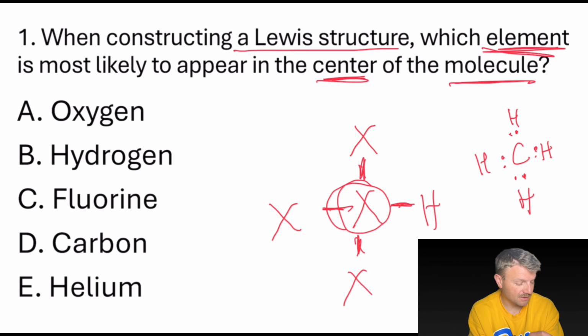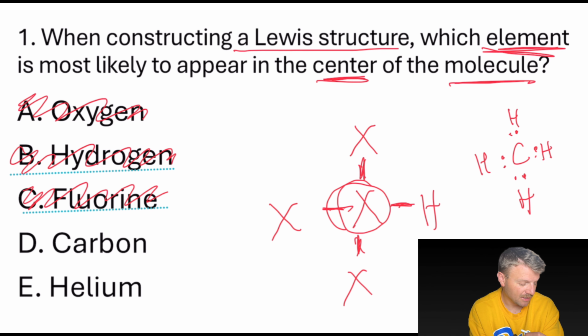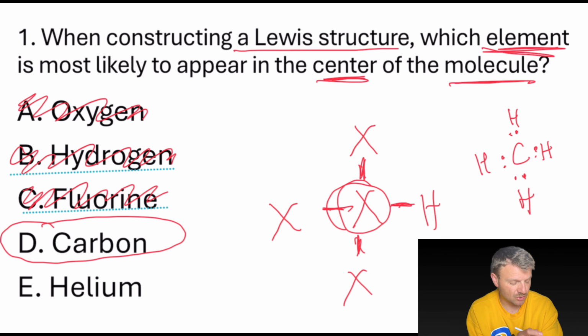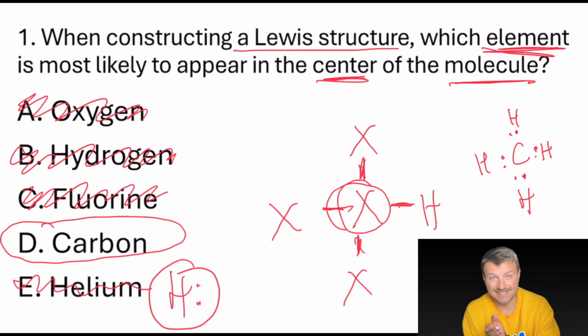So looking through my answers, I see oxygen. Nope, oxygen has 6 valence electrons. It can only form 2 bonds with other elements. It's probably not oxygen. Hydrogen, definitely not. It only has 1 valence electron. Fluorine, again, not fluorine. Carbon, that's the one I'm looking for. But let's check the last one just to make sure. Helium, definitely not. Helium only has 2, and it fills that octet rule even though it only has 2. So the answer here is D, carbon.